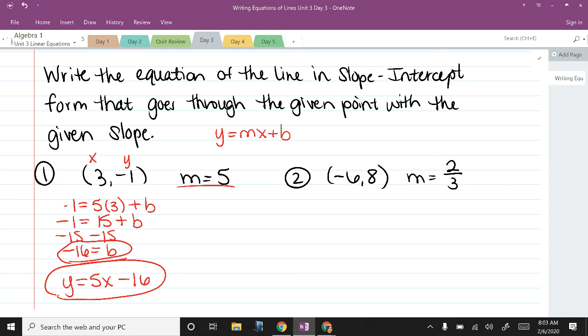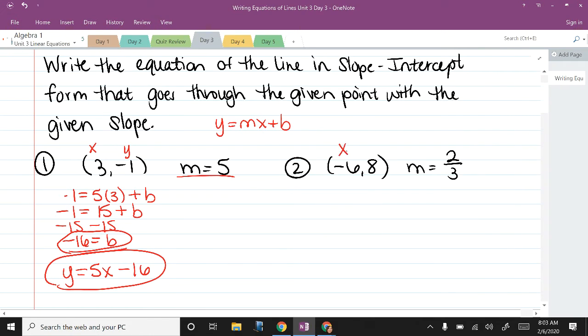All right, so number 2, same thing. They give us a point and the slope of the line. And if they give us a point, what do they give us? What does a point have? An x and a y. Very good. All right, so what goes in for our y? 8. 8 equals, what's my slope? 2/3 times what's x? Negative 6 plus b. Everybody okay with how we plugged it in?